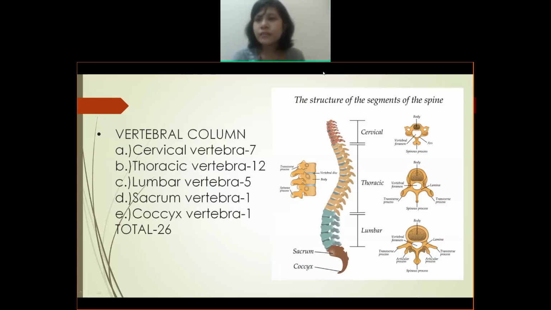Are you clear with the names? First is cervical, that is this part. And next is your thoracic, from here to here. Next is your lumbar, from this to this. And next is your sacrum, that is this part. And last is your coccyx. Are you clear with the names?